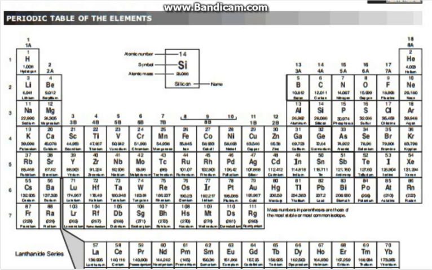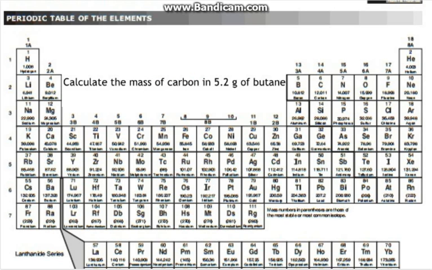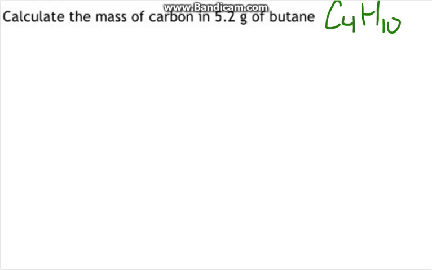Okay, let's try another one. This one says to calculate the mass of carbon in 5.2 grams of butane. What you need to know is what butane is, so I'm going to go ahead and give that to you. Butane is C4H10. Go ahead and try.